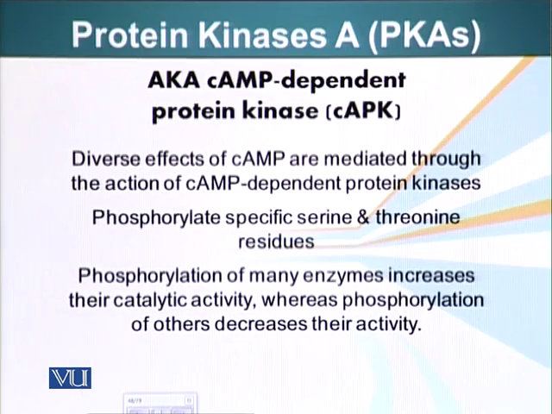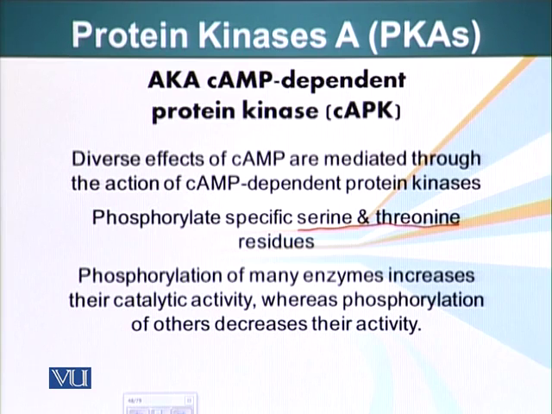For example, in some cells, it can activate an enzyme called protein kinase A. It is also called cyclic AMP dependent protein kinase, or CAPK, or PKA, one and the same thing. The diverse effects of cyclic AMP are mediated through cyclic AMP dependent protein kinase. This is a kinase which can attach phosphate groups to specific serine and threonine residues in a protein. We know serine and threonine are amino acids. Once an amino acid has been incorporated in a protein, it's called a residue.